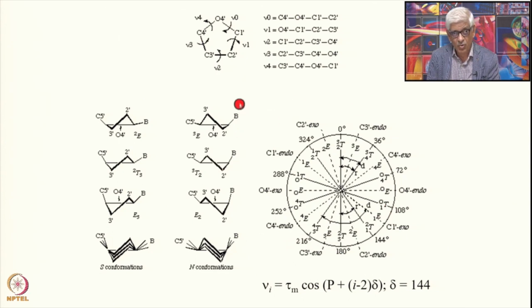and the sugar ring varies from one nucleotide unit to the second nucleotide unit. It can vary. It can vary in the DNA and the RNA. Why can it vary?